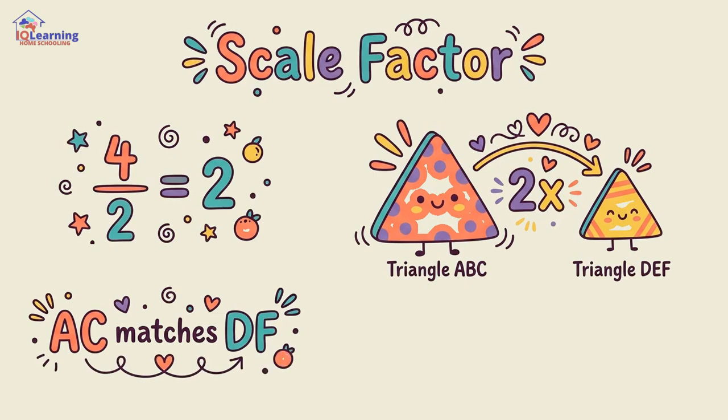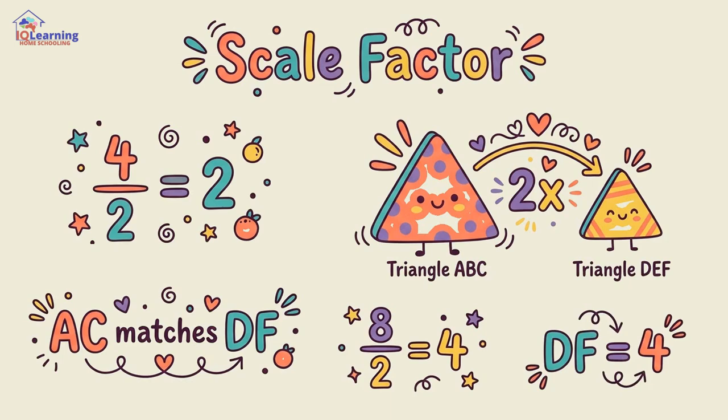Since AC matches DF, those sides must also scale by 2. AC is 8, and the larger triangle is double the smaller one, so divide 8 by 2 to get the missing side. DF equals 4.